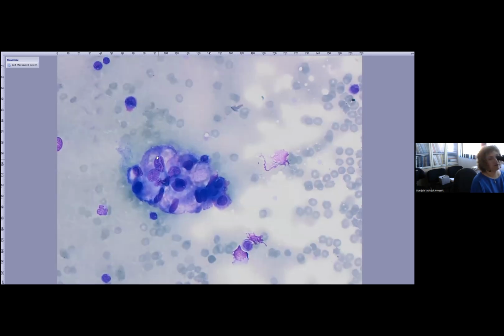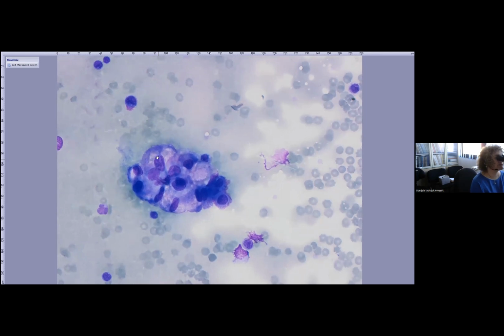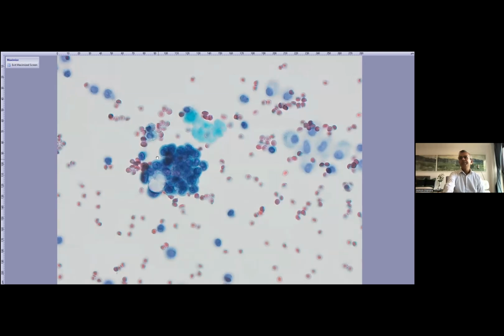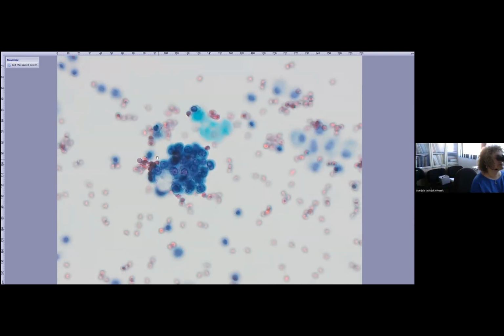Here you have a small papillary cluster with slightly atypical cells. Not too much, but maybe better in a pap smear. Here. Yeah, just a small cluster of very slightly atypical cells.